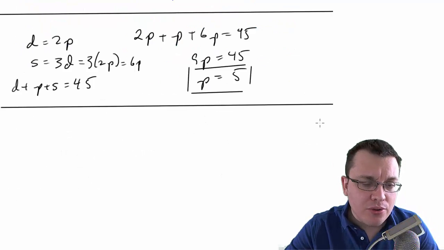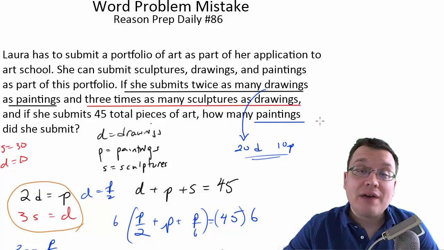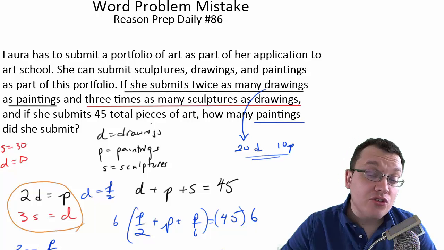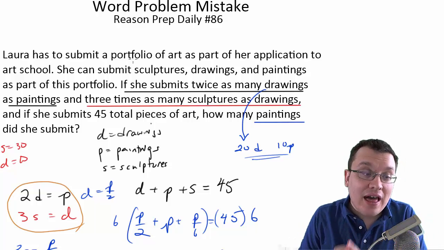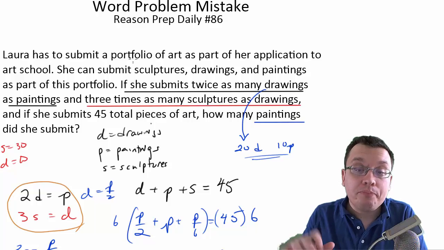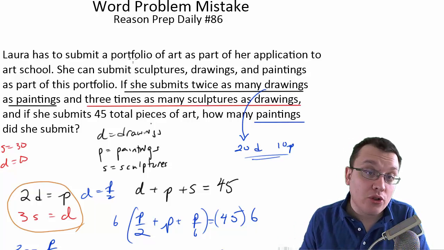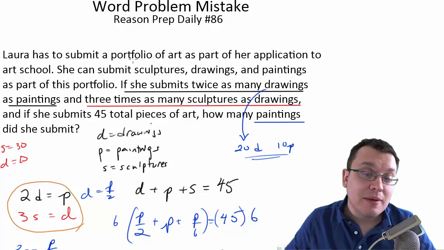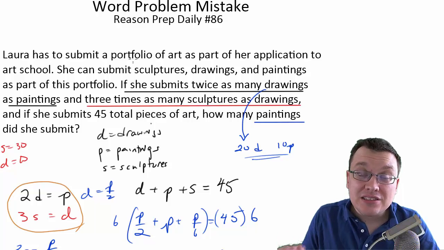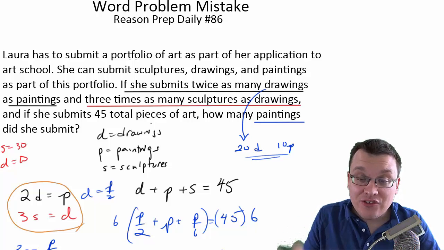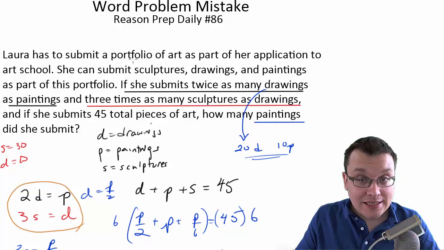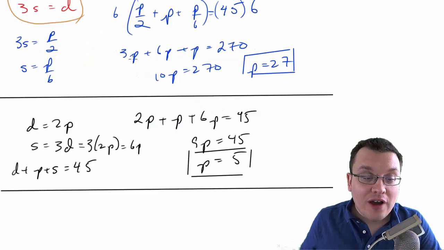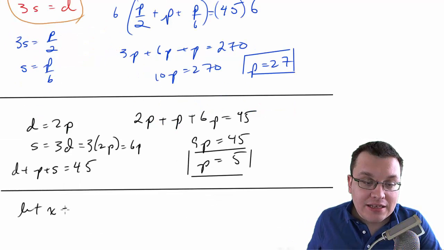And so how would we do that? Well, when we use one variable, we have to define our variable, we'll call it X, very carefully. And the trick is usually you want to define the X as the value that is the smallest value of whatever the sets of values that you're looking at are. So here, if there are twice as many drawings as paintings and 3 times as many sculptures as drawings, that means the paintings are the fewest out of this set, because there's double the amount of drawings as paintings and then triple the amount of sculptures as drawings. So let X equal the paintings.